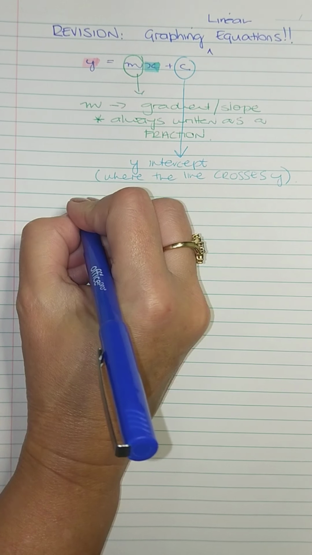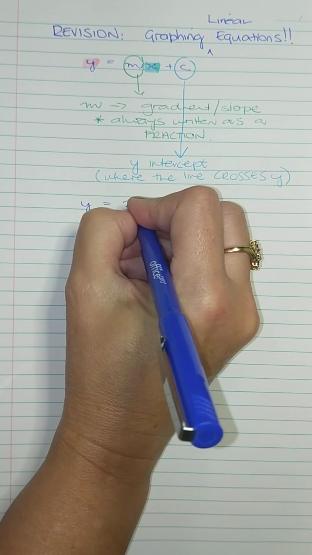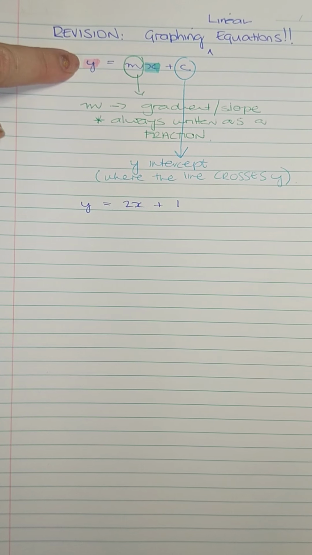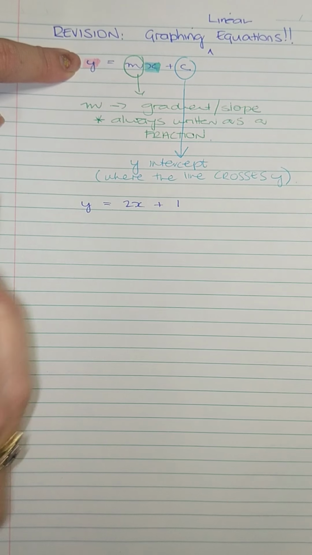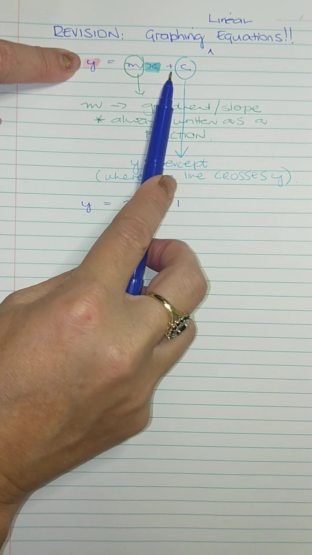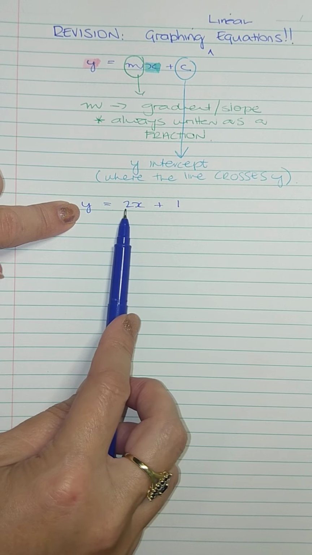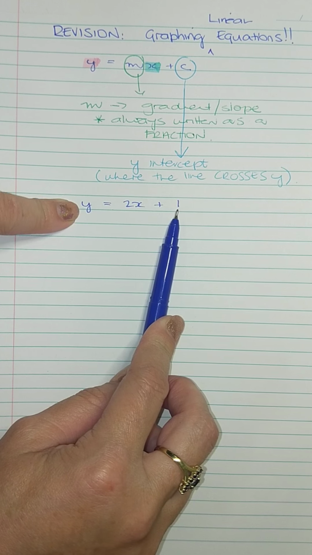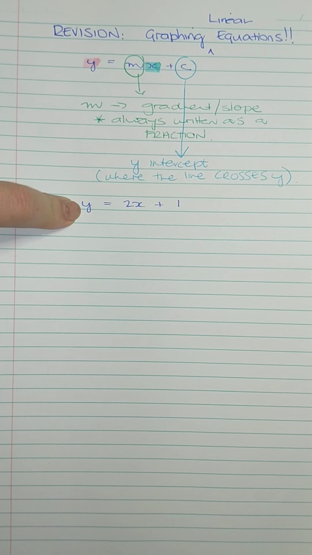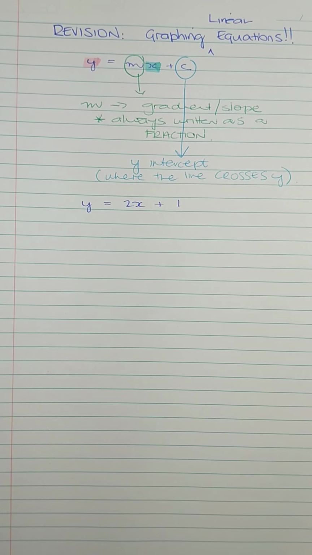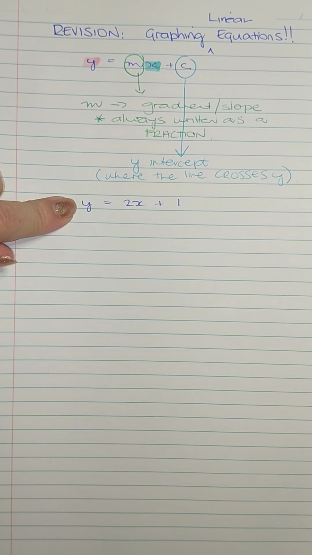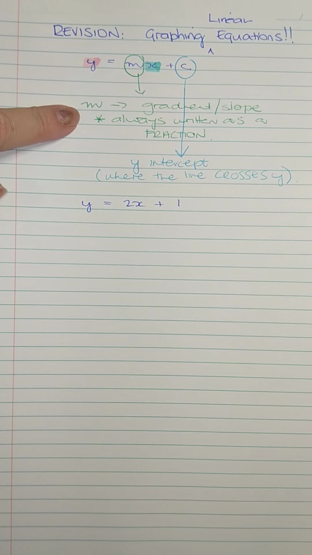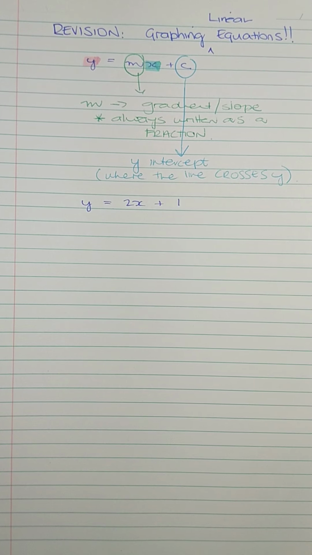Let's do y equals 2x plus 1. Now, the first thing I would ask you to do is check that it's in the correct format. Does it look like y equals something x plus something? Y equals 2x plus 1? Yes, it does. It's in the perfect format for graphing. We don't have to rearrange this equation and get x on this side and move stuff around. I'm giving you a nice, simple, easy one to begin with. All right, the second thing we need to do is write the gradient as a fraction.